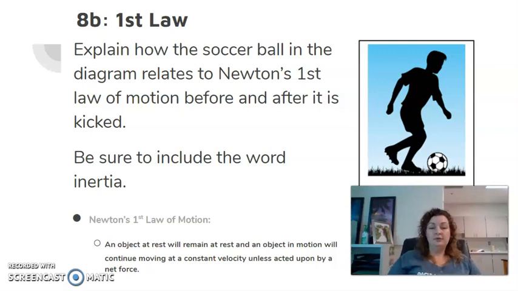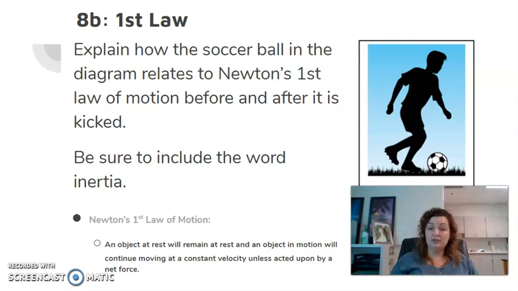So Newton's first law, remember, an object at rest will remain at rest, an object in motion will remain in motion unless acted upon by an unbalanced force. Before the soccer ball is kicked, it's sitting there in the grass. It's just at rest, right? It's going to remain at rest, and it does until acted upon by an unbalanced force. An unbalanced force is somebody kicking it. If I kick it, I just created an unbalanced force on the soccer ball, and then what happens?